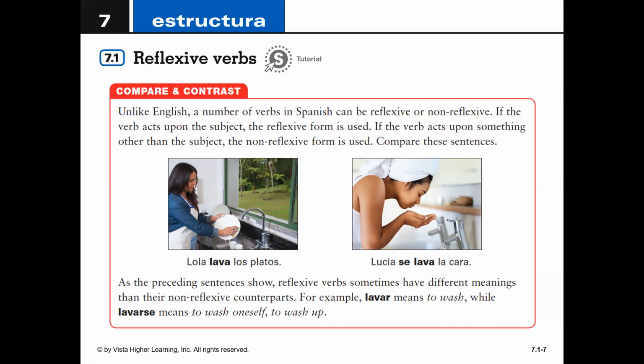And so it basically just boils down to, is the action falling back on the speaker or is it going outward? So if we look at these two pictures, and this first one, we see that Lola is washing plates. So the washing is going away. She's not washing herself. So you say Lola lava los platos. So here you don't use the verb reflexively. There's no se, right? Whereas in this one, Lucia is washing her face. You would say Lucia se lava la cara because she's washing her own face.